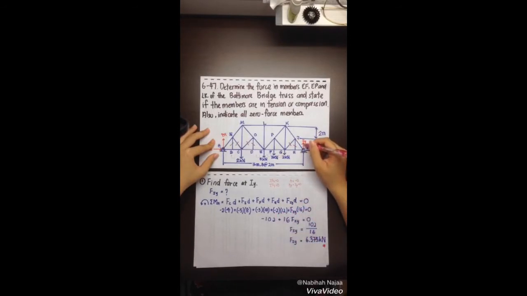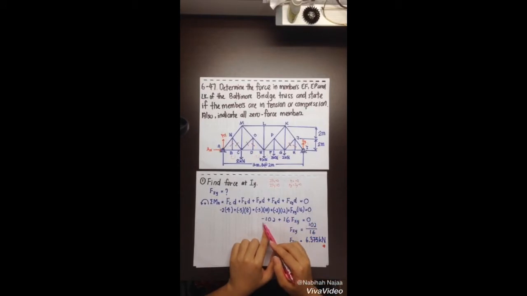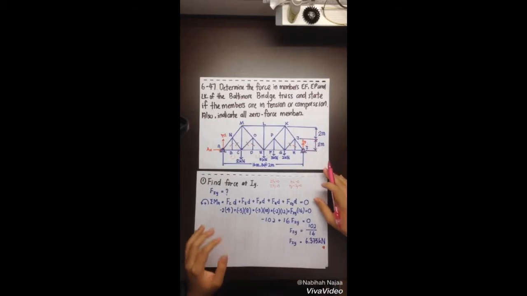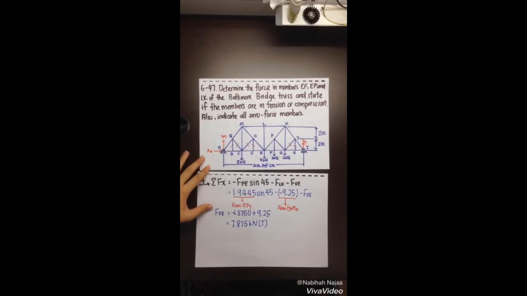And for force IY, it actually turns counterclockwise, so it will have a positive sign. So we sub in the values, do the maths, and we will solve. We will get negative 102 plus 16 FIY. So FIY equals to 102 divided by 16, and we will get 6.375 kilonewton. After we solve for force at IY, we can proceed to our question, which is finding the force in members EF, EP, and LK.